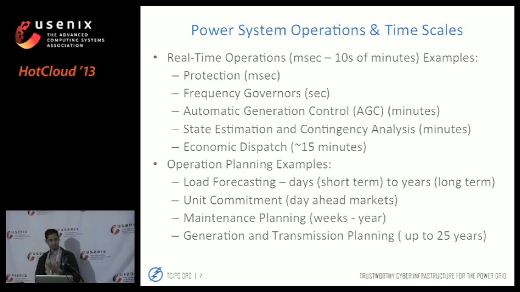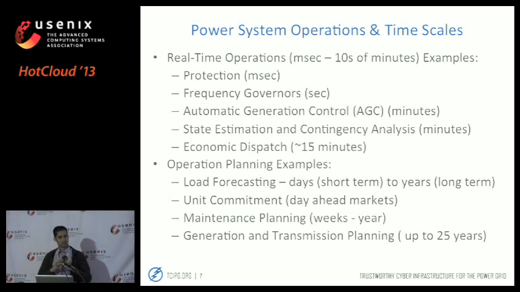If you're familiar with the Enron case, Enron made money by scheduling maintenance when it was convenient, when they could make money on the markets. Essentially, that's the scam. And then generation and transmission planning is up to tens of years. So these are the scales.